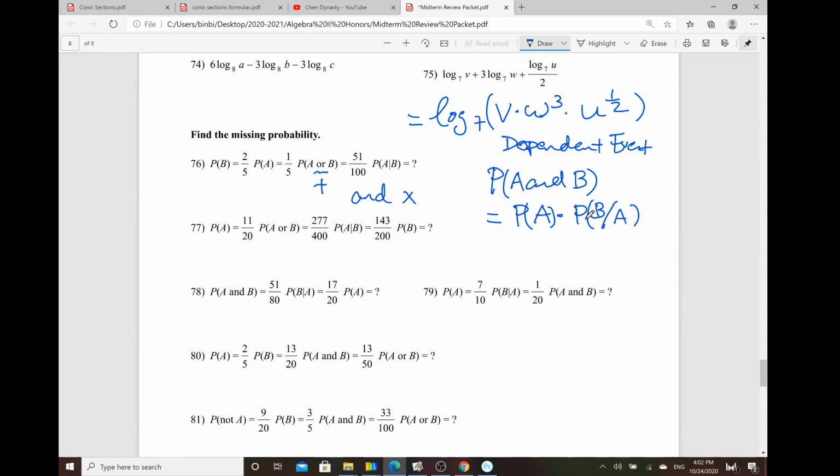And then if it's an overlapping event, the probability of A or B is the probability of A plus the probability of B minus the probability of A and B. So we do have two different structures for the formula here: overlapping and dependent. This one is the overlapping event.